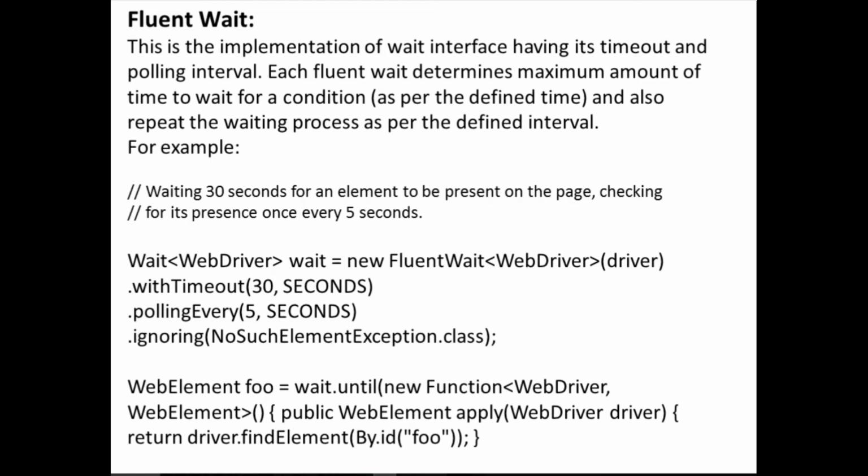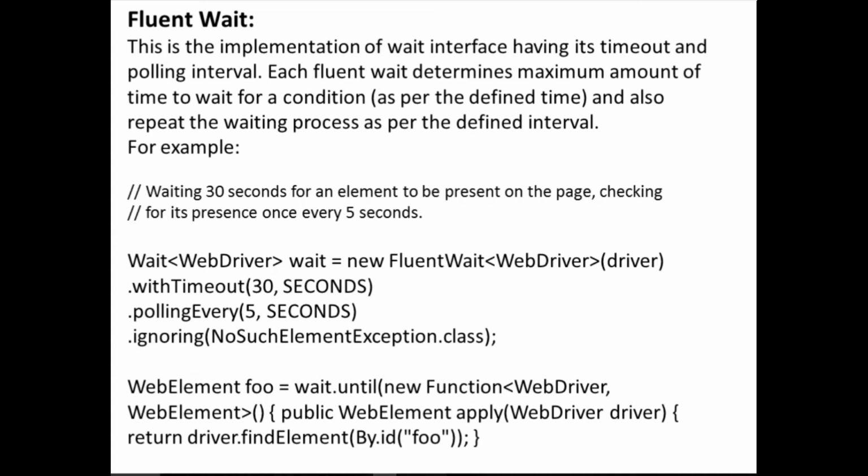So here we can see a small code which defines the Fluent wait. In this we are using the list, like wait is equal to new FluentWait, and in this we are defining the timeout, like we are defining the 30, polling every, this is the method which is 5. So what happened, it waits for 30 seconds and it will appear again every 5 seconds. And ignoring is also one in which NoSuchElementException class is ignored.